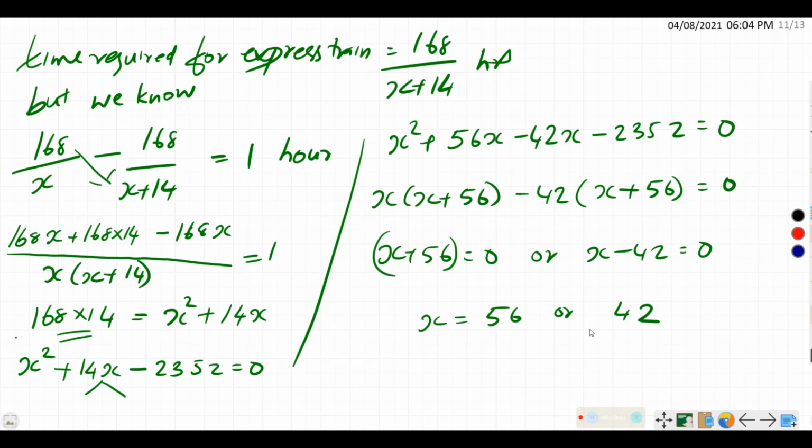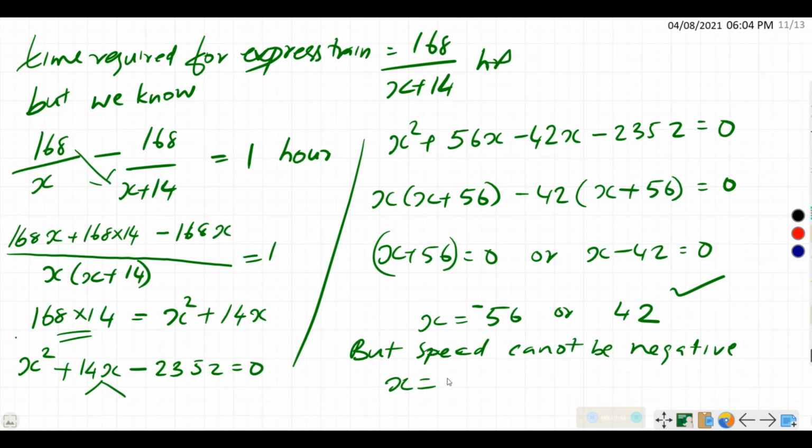Sorry, minus 56. So minus 56 cannot be because it is negative. Speed cannot be negative. So the answer is 42. We got the speed of the passenger train. So we'll write here that it cannot be negative, so we take our answer as 42. Right? It is necessary to write this. So x is equal to 42 in this case.